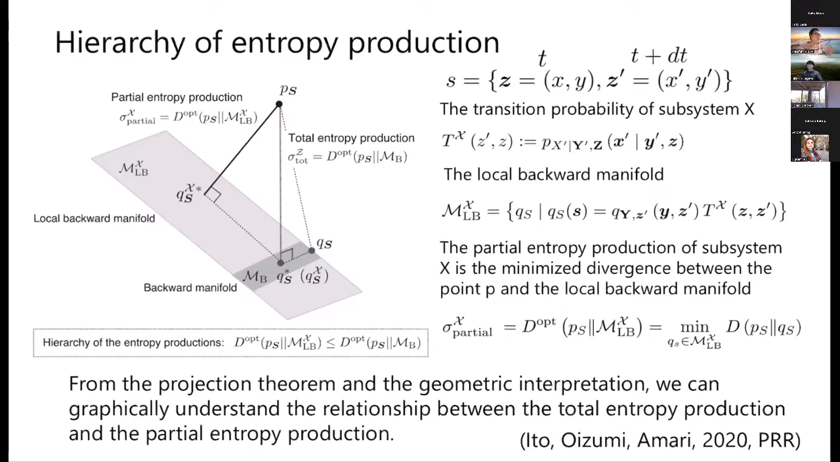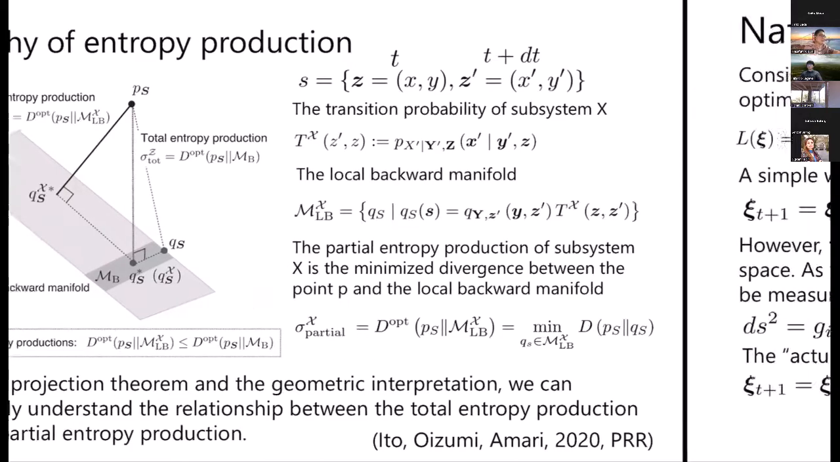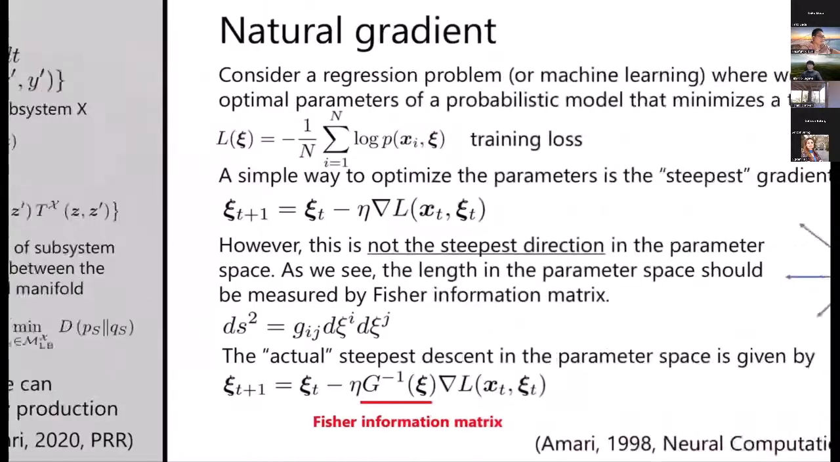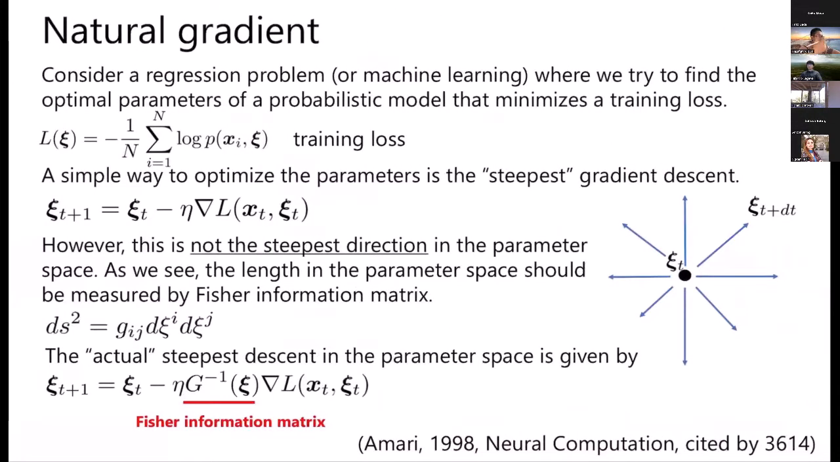And in this paper, we also considered some special case where some interesting geometric theorem holds, but I'll skip that part. So the next one is the importance of using the length determined by the Fisher information matrix. The most prominent example is the so-called natural gradient. This is not related to stochastic thermodynamics, but I'll give you a little bit of explanation.